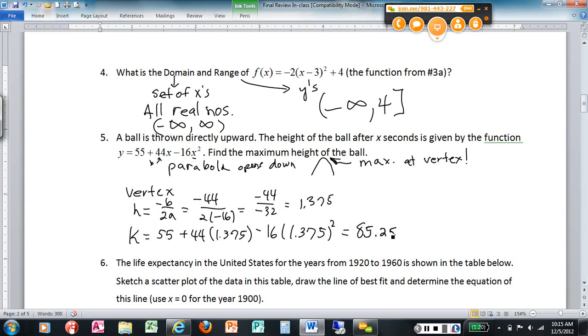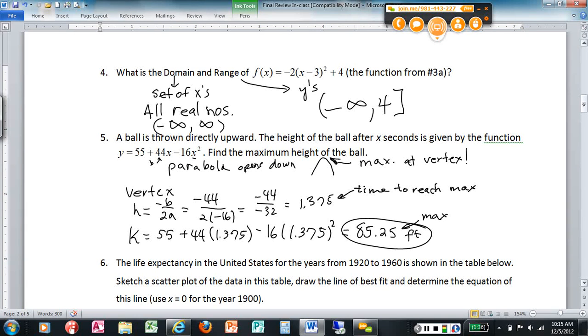Now the question is, which one of those is the answer? Because it's just asking for the maximum height. Well, it's the k value, right? The height is the y. The k value is the y, so this is the maximum height. So 85.25 feet. The 1.375 is the x value, which is the time to reach the max, if you want to know. But the actual max is 85.25. Okay?